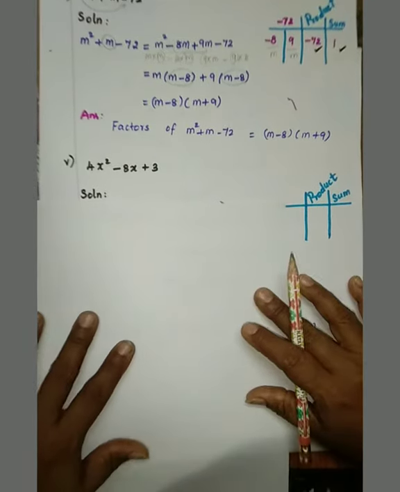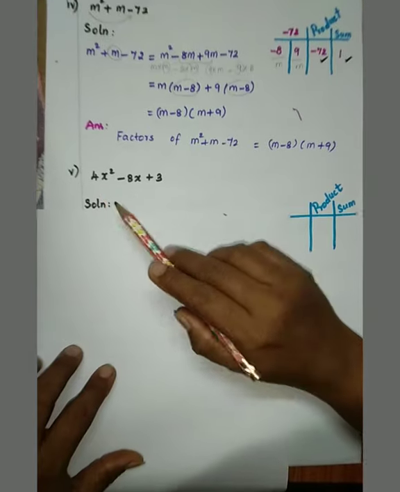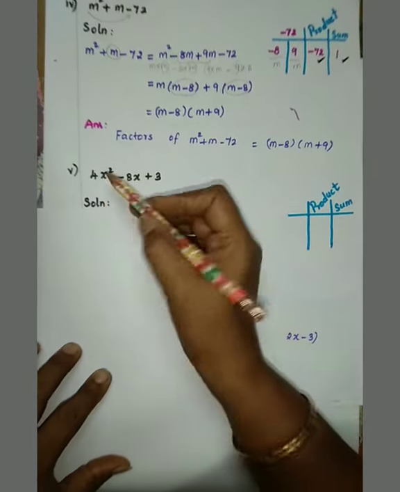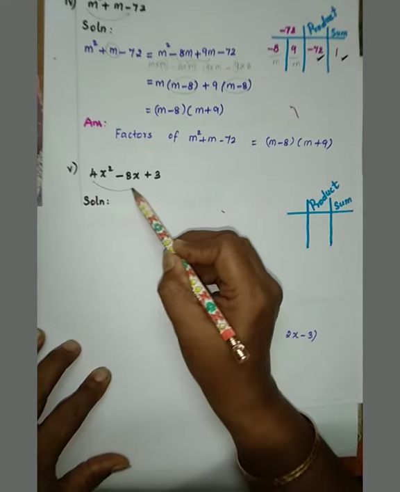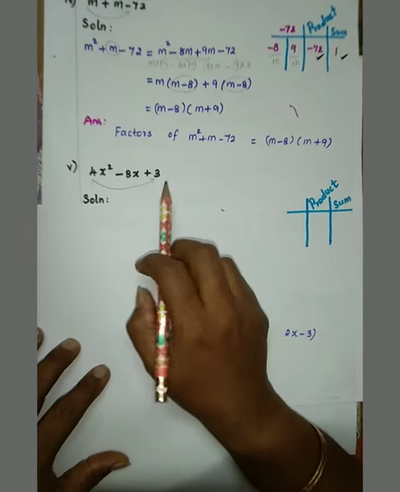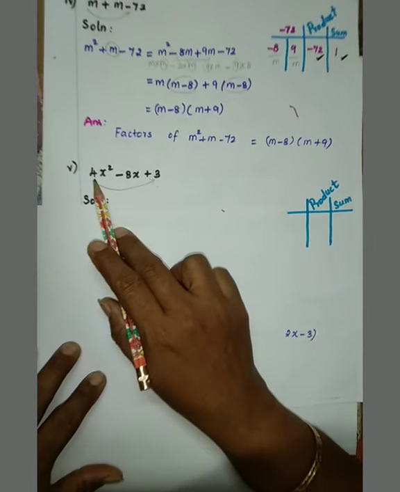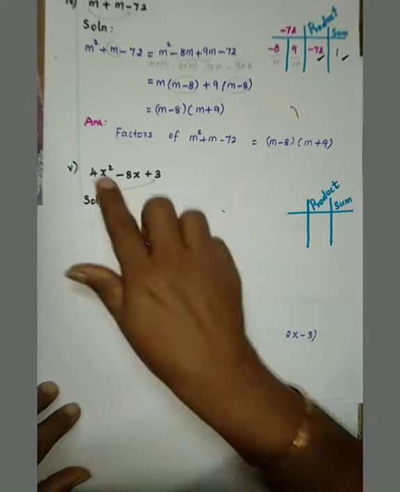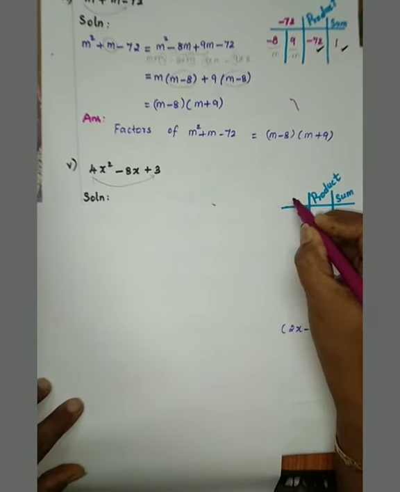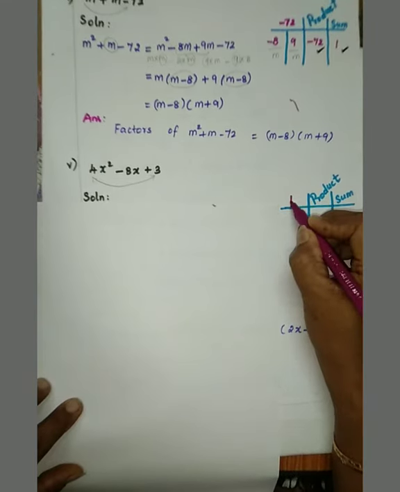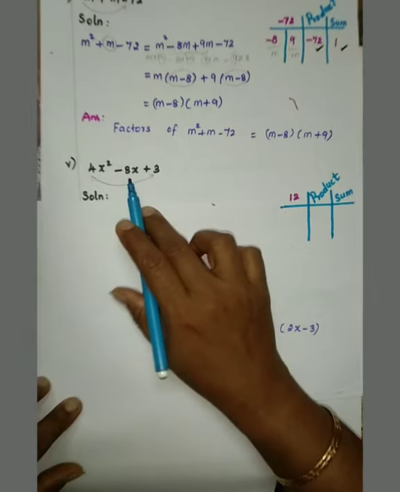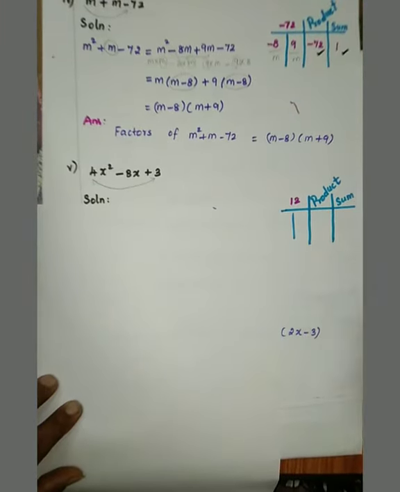So here look at this: 4x square minus 8x plus 3. As I already said, the first and the last term should be multiplied. The coefficient of x square is 4 and the last term is 3. So we multiply 4 and 3. Both numbers are positive, so 4 3s are 12. It is at the top of the tree. So plus 12. Now we are going to split minus 8 as factors.